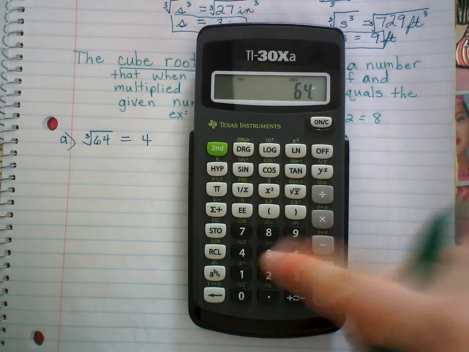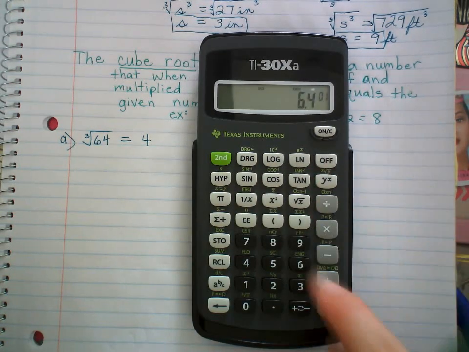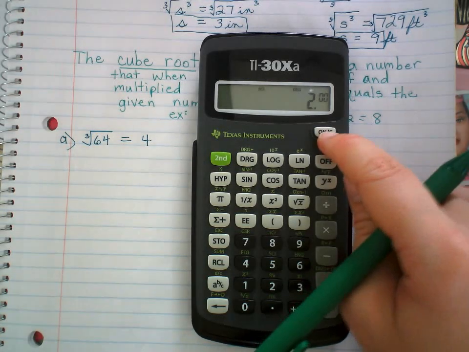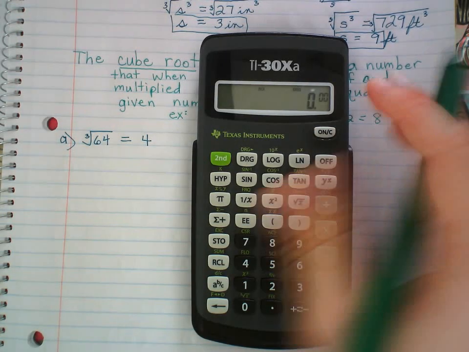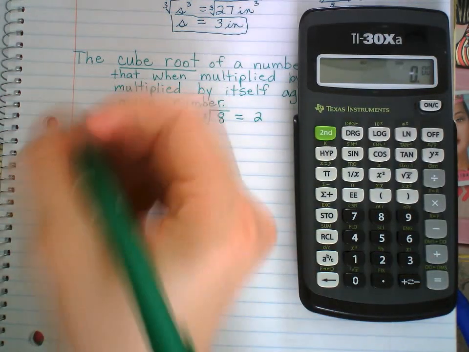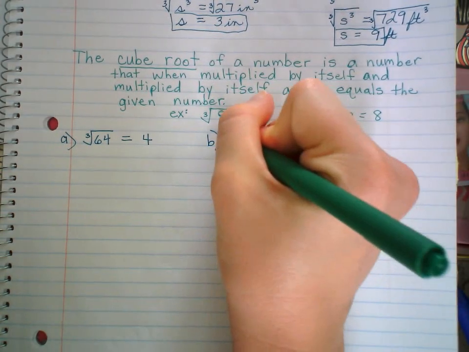I just want to play around with something. 64 to the 6 powers, 2. So 2 times itself 6 times. Okay, that's just the 6th root of 64 is 2. That's cool.